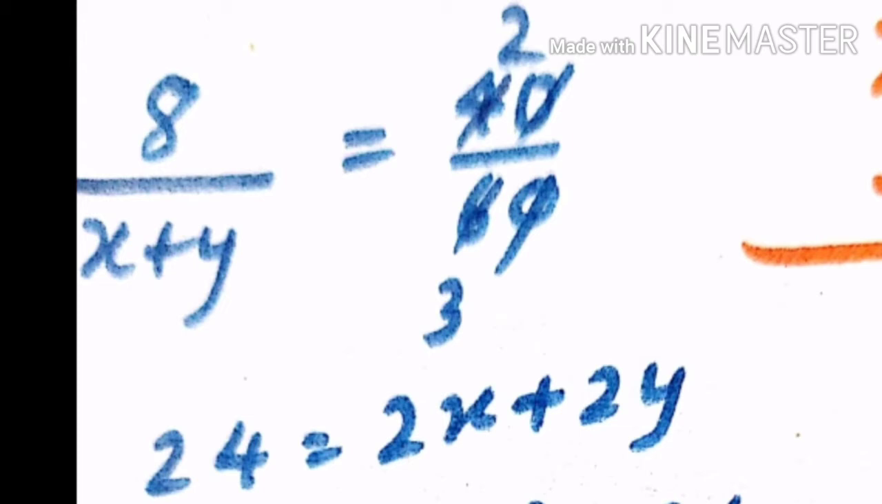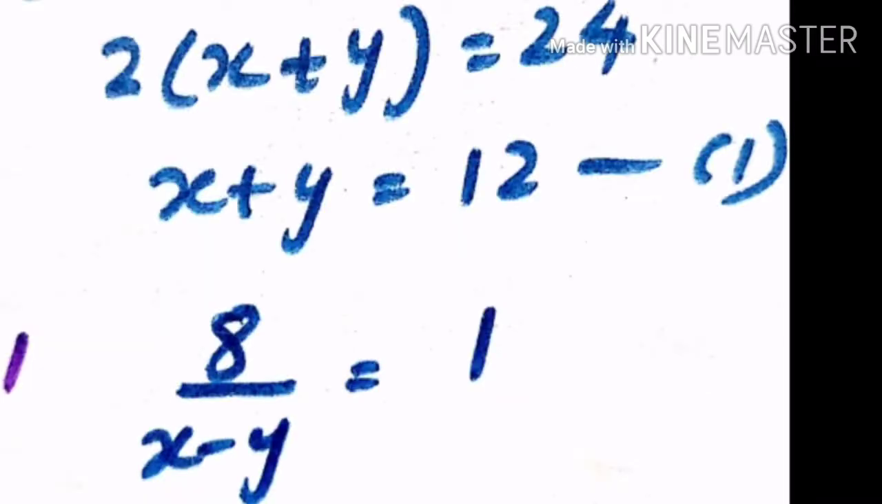So the zeros get cut, and 2 2s are 4 and 6 is 3 2s. So by cross multiplication I get 24 is equal to 2x plus 2y. Now students, to solve this equation I will take 2 common and write in the bracket x plus y is equal to 24. Now this 2 from the left side I take to the right side in the denominator as division. So I get the first equation as x plus y is equal to 12. This is our first equation.